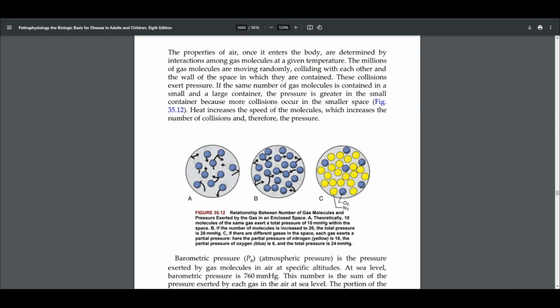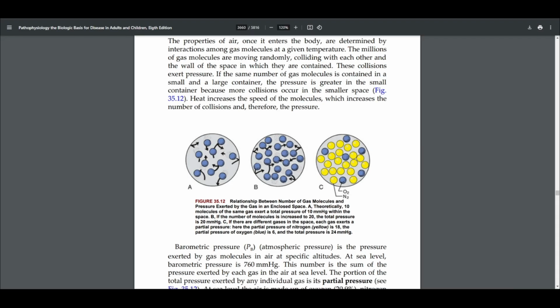If the same number of gas molecules is contained in a small and a large container, the pressure is greater in the small container because the collision occurs in a smaller space. Heat increases the speed of molecules, which increases the number of collisions and therefore the pressure.